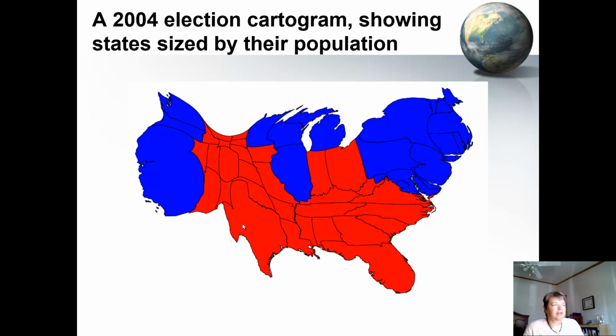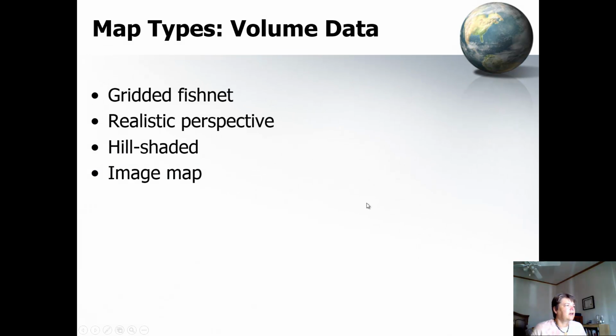Here's an old map, 2004 election, looking at which states voted for whom. This is the Bush and Kerry election. So you see the Kerry is in blue. That was about the time we started dividing ourselves into red and blue. But you can see the populations of the states, and the states are color coded by who they voted for.